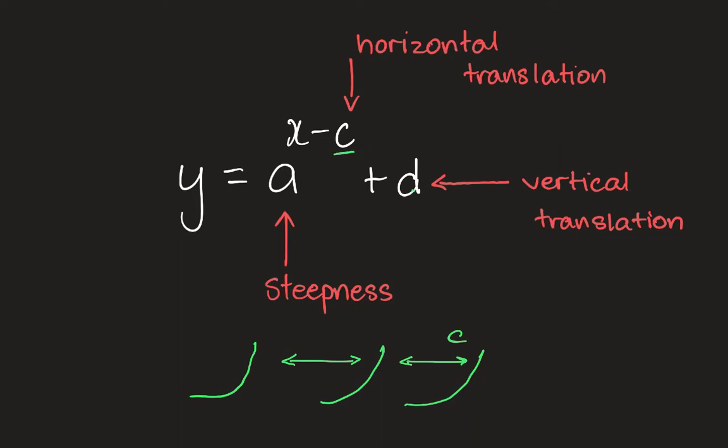Now the d controls the vertical translation, whether the graph's here or here or here. That's what the d does. Now the a controls the steepness, whether the graph looks like this or this or this. That's the steepness. So sometimes we put all those things together and we have a graph that's steep or not so steep, that's moved horizontally and also moved vertically.